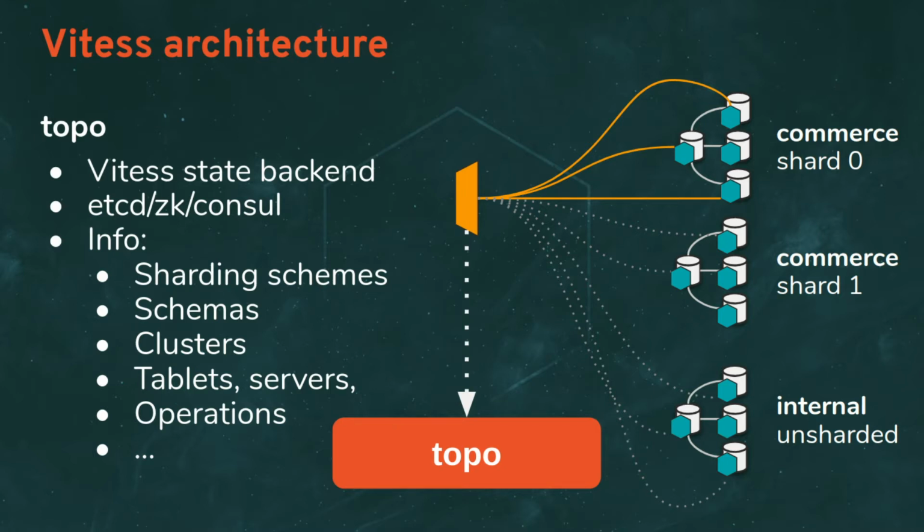While your applications may use MySQL for the backend state, Vitess uses a distributed key value store for its state, and that could be implemented by etcd or Zookeeper or Consul. We call it the topology, and the topo persists information like which schemas we have, which cluster contains which schema, which servers are involved, what the topology looks like for each cluster, what's the primary, what are the replicas, etc. What are the pending operations.